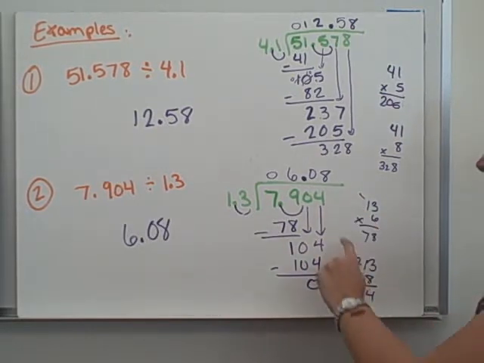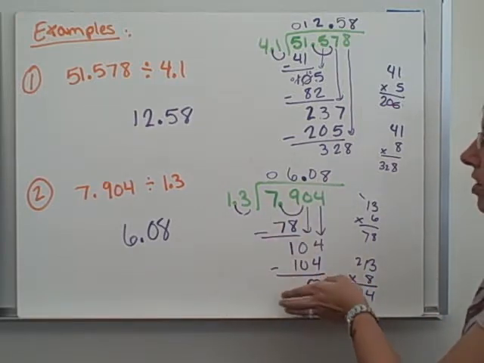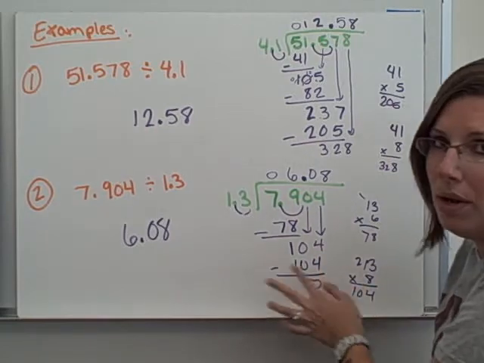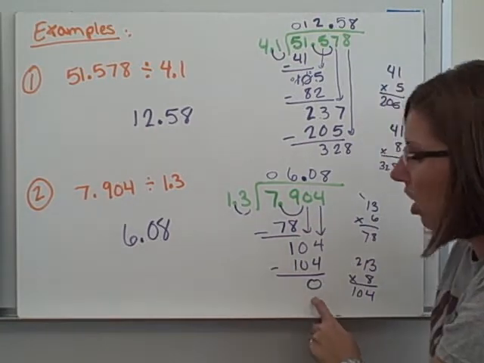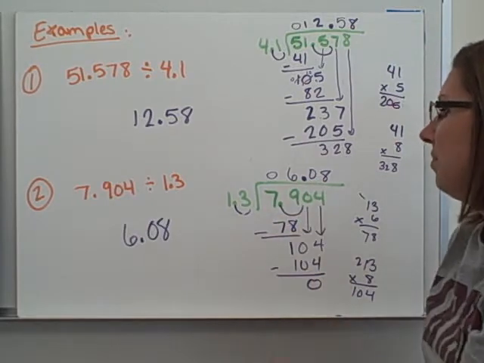I had to check myself. 8 times 13 is 104. So I have no remainders left over. I don't want any remainders left over. I need to get all the way to 0 here. My final answer is 6.08.